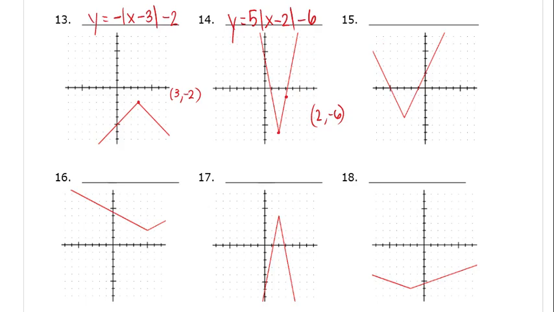Number 15, the new vertex is negative 3, negative 4. So y equals, and moving to the left 3 is because of x plus 3. Moving it down 4 is because of a minus 4 at the end. And the slope changed, so I'd say that's a good point right there. If you don't see that one, maybe that one up there. But you're going up 2 and 1 to the right. So we throw a 2 out front.